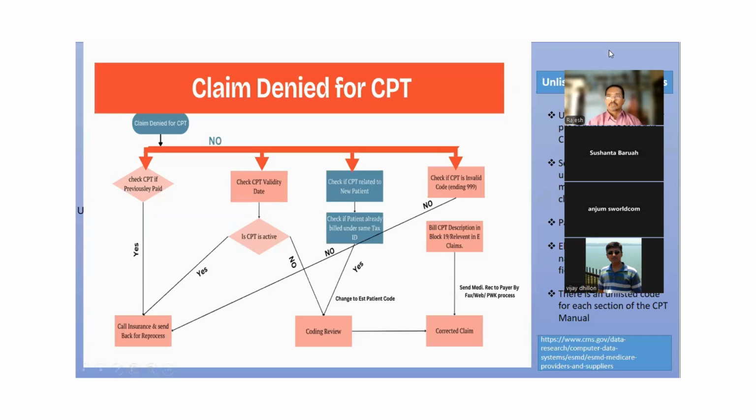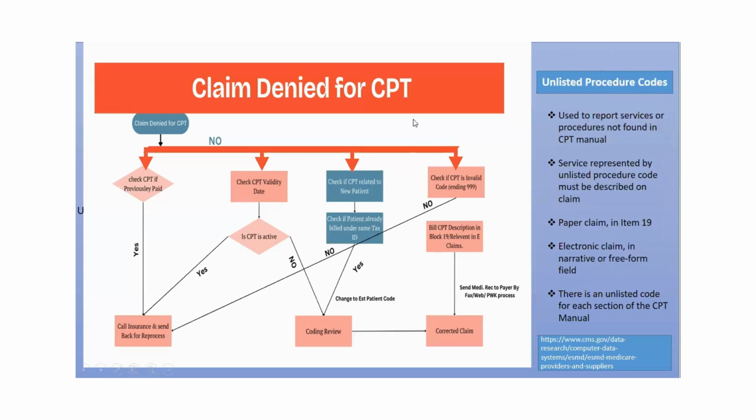If a claim is denied for a CPT code, what is the usual procedure we follow? First, we check whether the CPT code was previously paid or not. If it was previously paid and the claim is getting denied, we go back, call the insurance, and send the claim back for reprocessing. This is a payer processing problem, right? They didn't process it correctly.